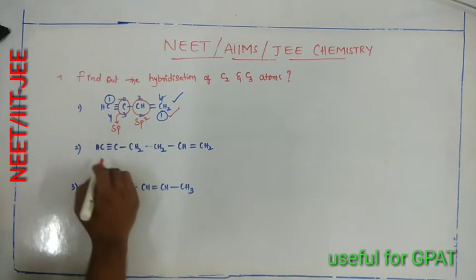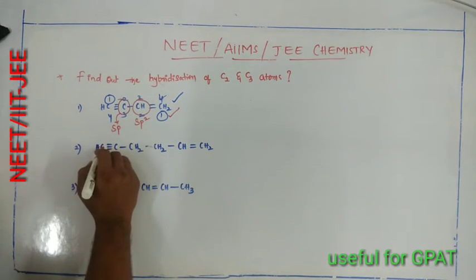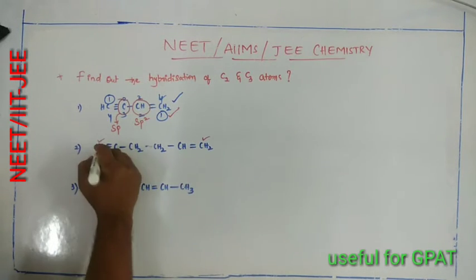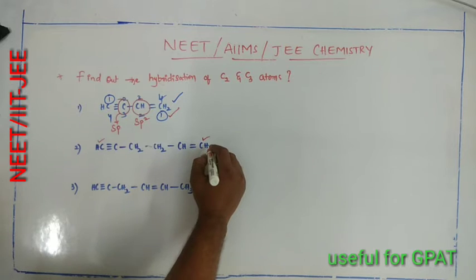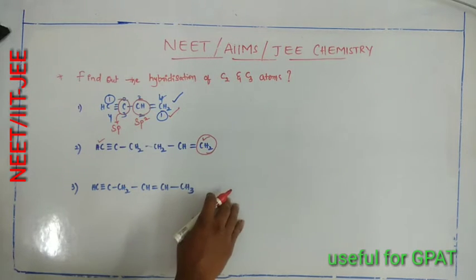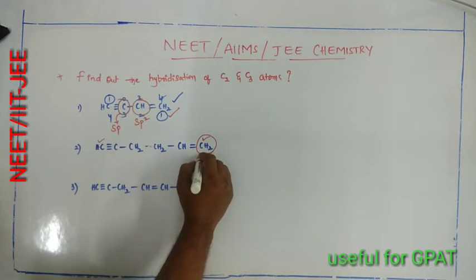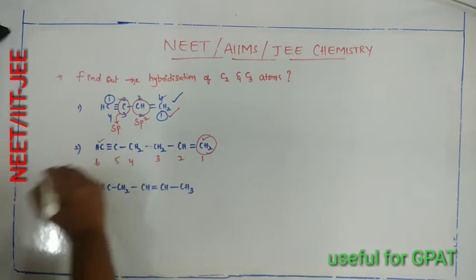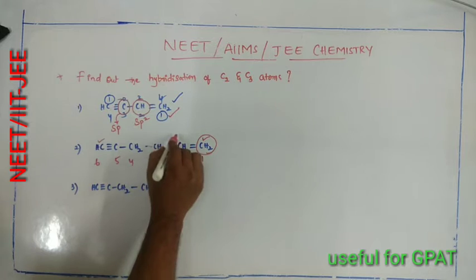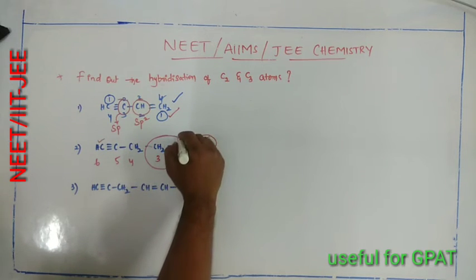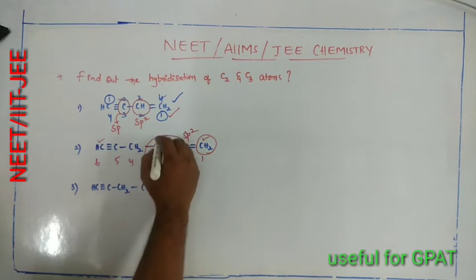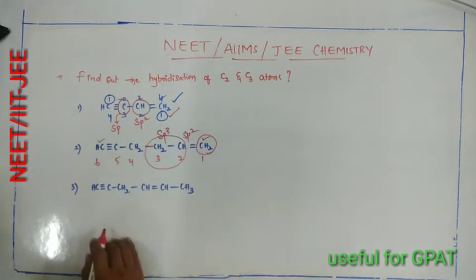In this one, the double and triple bonds are again present at the same position, so we have to select the lowest number. We have to give the lowest number to the double bond, so we need to number from the right hand side, 1, 2, 3, 4, 5 and 6. So the C2 and C3 atoms are these. This carbon has a double bond, so it is sp2 hybridized. The C3 carbon has a single bond, so it is sp3 hybridized.